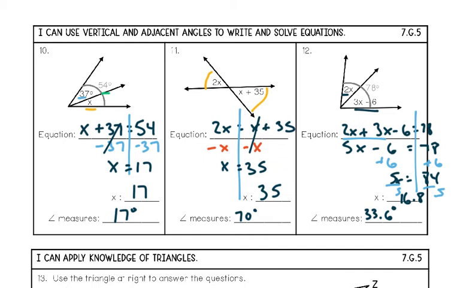For the other angle, I need to do 3 times x and then take away 6. Since I know that x equals 16.8, I'm going to start by doing 16.8 times 3, and I get 50.4. And now I need to subtract 6 to figure out what this angle is. I got 44.4 degrees.